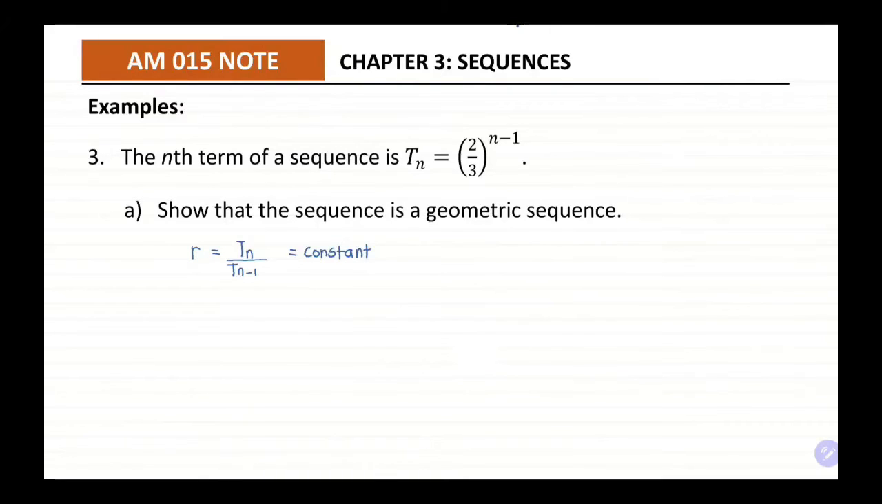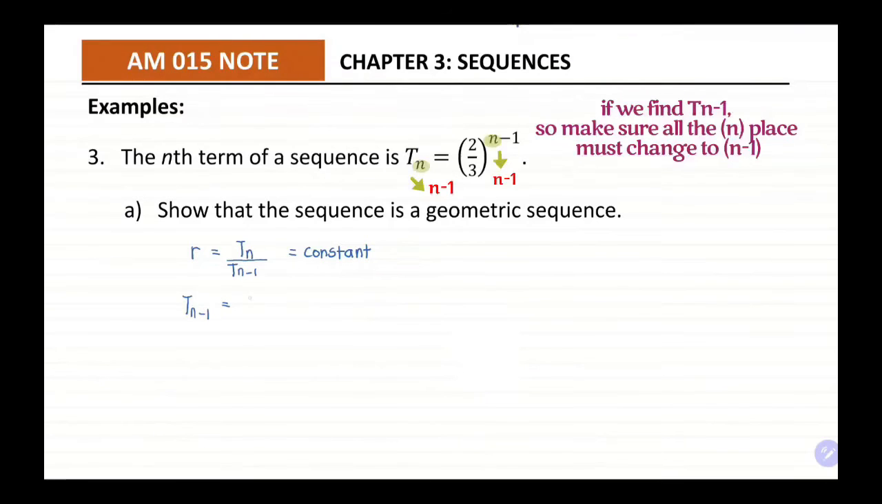Now the first step, we find the equation for Tn minus 1. Since we already have Tn, now we find Tn minus 1. To find Tn minus 1, we replace n with n minus 1. So 2 over 3 to the power of n, and we replace with n minus 1, then minus 1. Then we solve, we get 2 over 3 to the power of n minus 2.